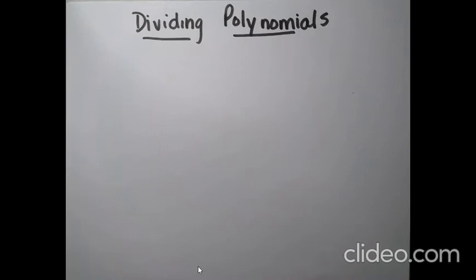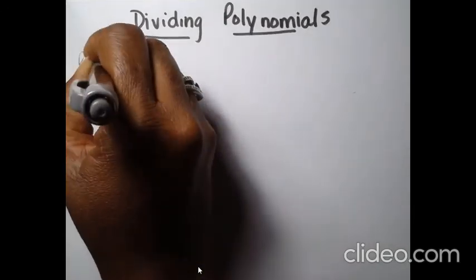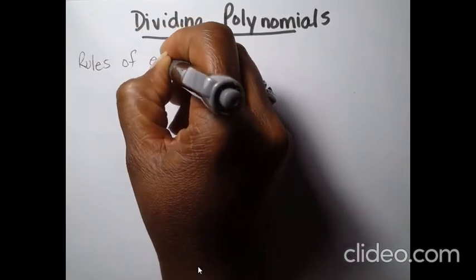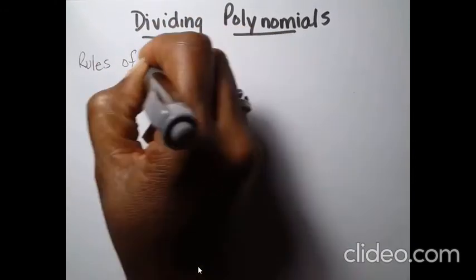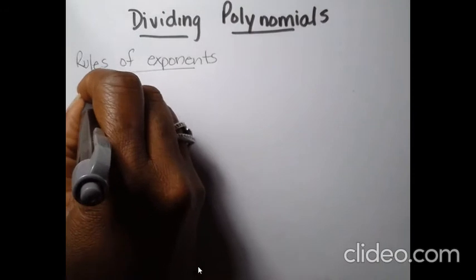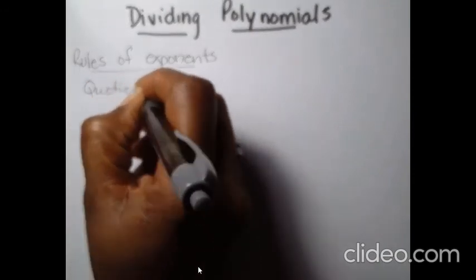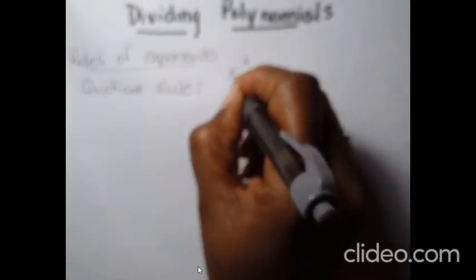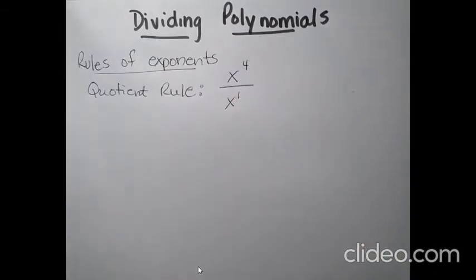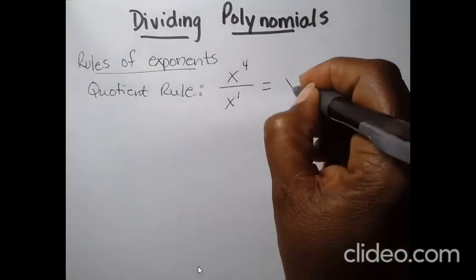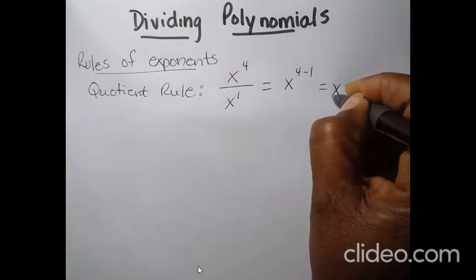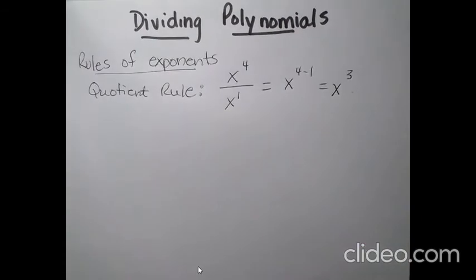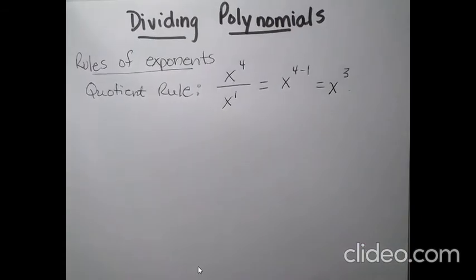Alrighty, so let's refresh ourselves about the laws of exponents, or the rules of exponents, as it pertains to dividing. Well, the quotient rule says that when you divide two exponents with the same base, you subtract their exponents. So x to the 4 minus 1 equals x to the third power. That's the quotient rule when you're dividing exponents with the same base.